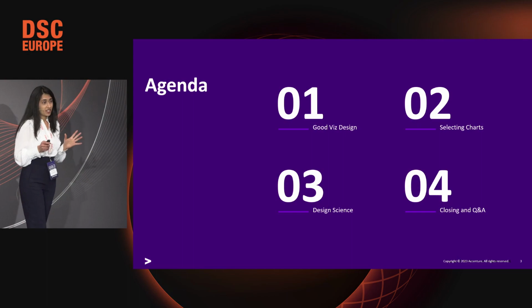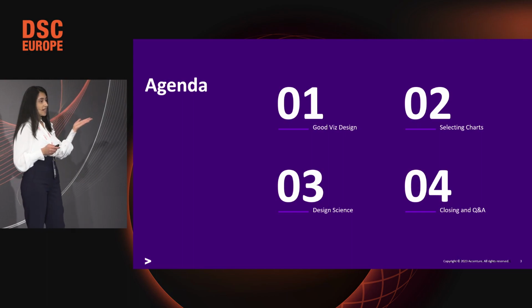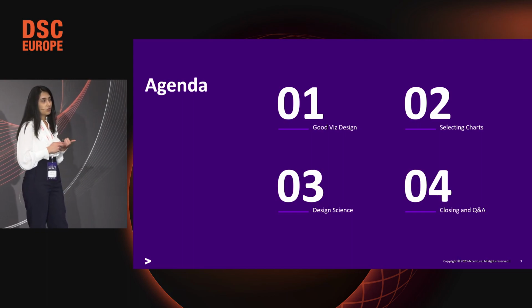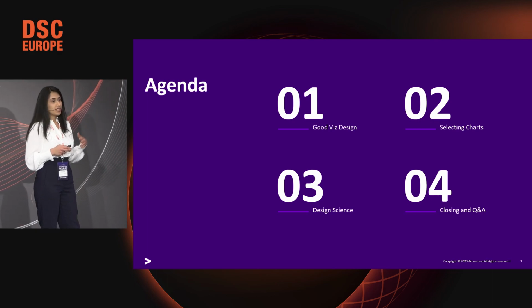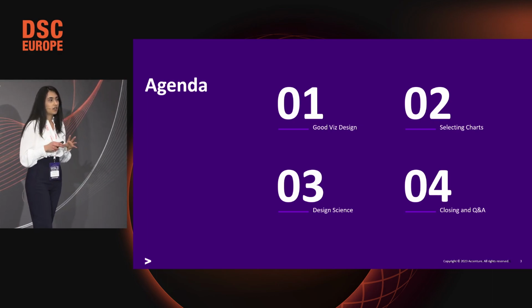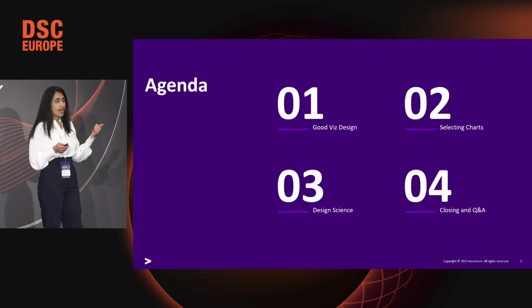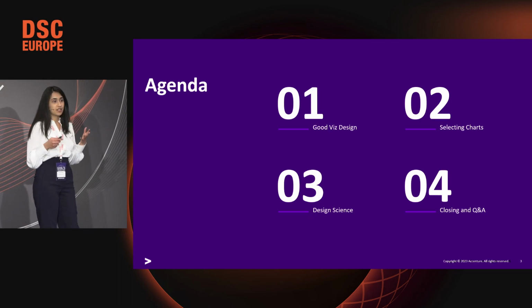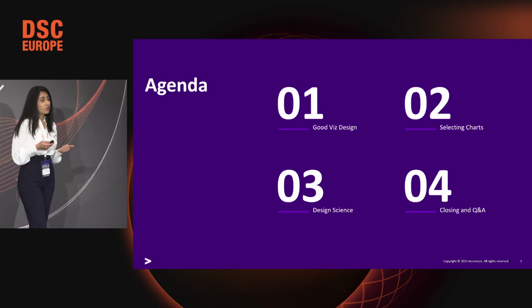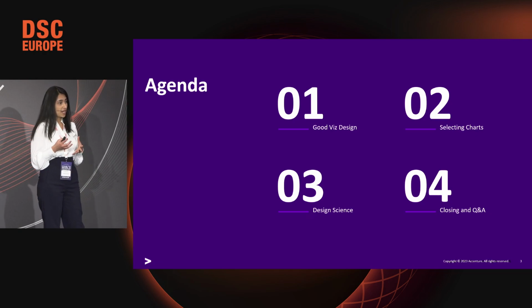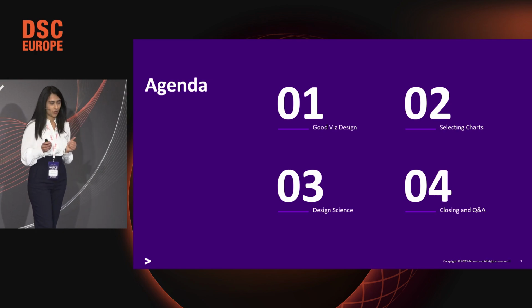This is pretty much the agenda for today. We will start by understanding what makes a good viz design. Then, how do you select different charts for your different data visualization projects? I also have some science behind it, because design is not only about making things beautiful, it is also about the science that leads to these design decisions. And at the end, we have closing and some time for Q&A.